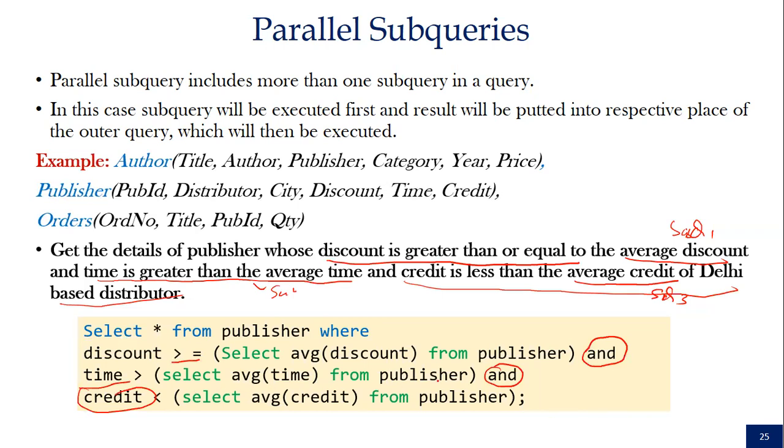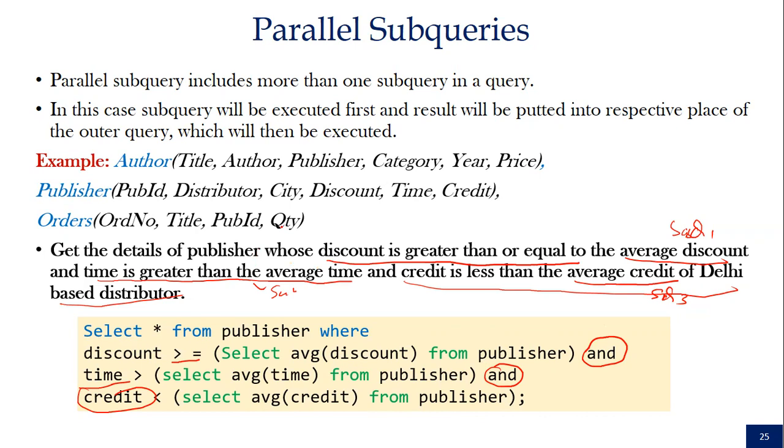Select average time from publisher. So it is fetching the average time. So these subqueries are independent from each other. So in that case, we can consider these are parallel subqueries. Okay. Select average credit from publisher. So here you can see Delhi based creditor. So we can write from city equals to Delhi.